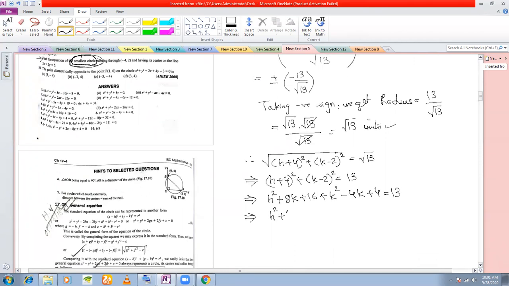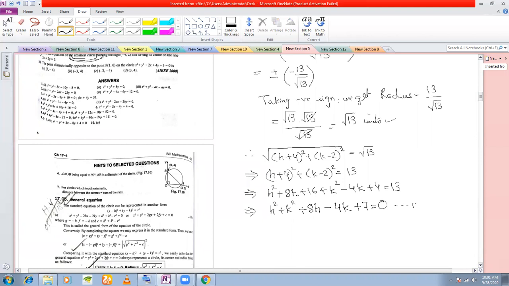h square plus k square plus 8h minus 4k plus 16 plus 4, which is 20. 20 minus 13 is 7. Now you call this equation number 2.